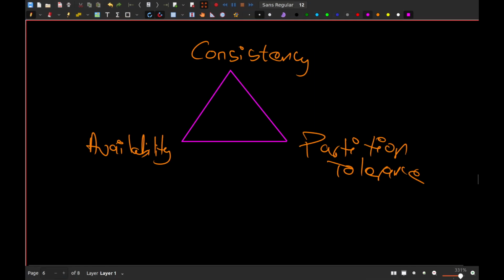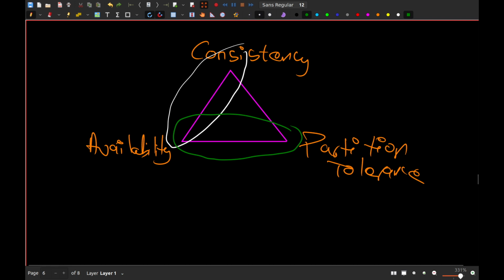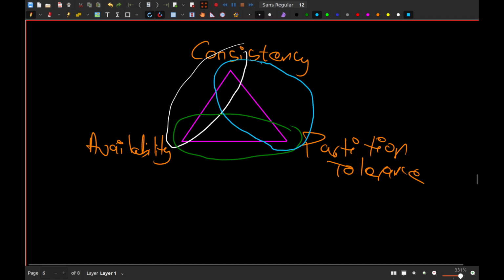So CAP theorem states that one can only satisfy two at a time. If one is providing any kind of service, CAP theorem states that any service providing company or anyone on the planet Earth can provide only two of the three: either consistency and availability, or availability and partition tolerance, or partition tolerance and consistency.